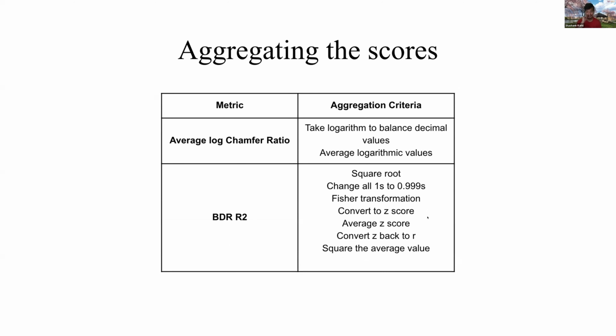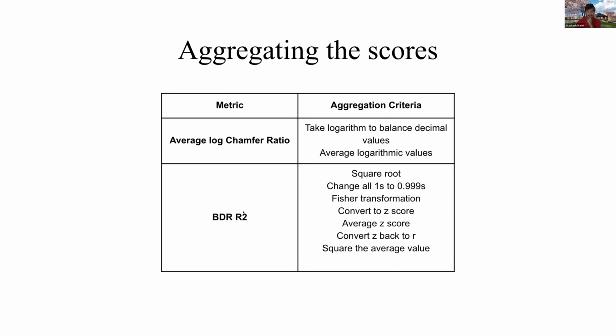The other ones I want to talk about are aggregating the chamfer ratio. The chamfer ratio could range from 0 to 2 or even more. The thing to note here is 0.5 is the same as 2, and if I average those values directly, it does not make sense. But if I take the logarithm of it, 0.5 and 2 become the same. So I decided to take the logarithm and then average the logarithmic values, which takes into account 0.5 and 2 being the same thing. That's how I aggregated that.